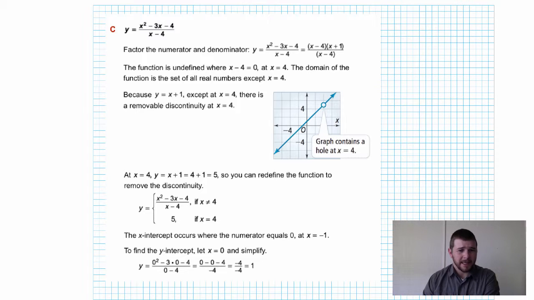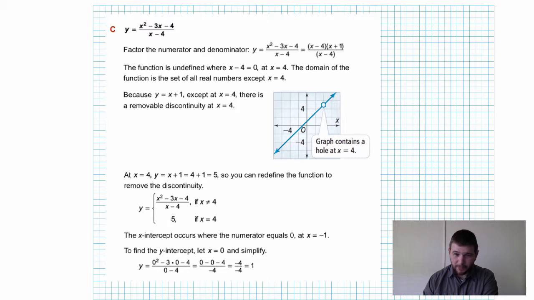Because y equals x plus 1 except at x equals 4, if we were to look at the original function and cancel out x minus 4 and x minus 4, we're left with simply y equals x plus 1, that nice straight line, slope of 1, y-intercept of 1. But we have this removable discontinuity at x equals 4. So that's represented with an open dot, or a hole, at the point where x equals 4.